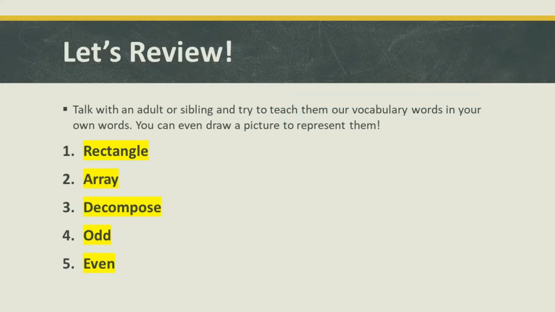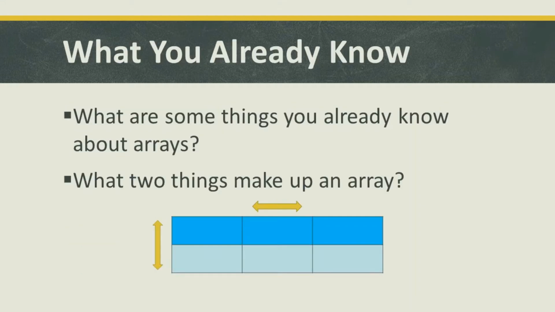Before we get started, I want you to review some of our vocabulary words from this week. Talk with an adult or sibling and try to teach them our vocabulary words in your own words. You could even draw a picture to represent them. These words are rectangle, array, decompose, odd, and even.